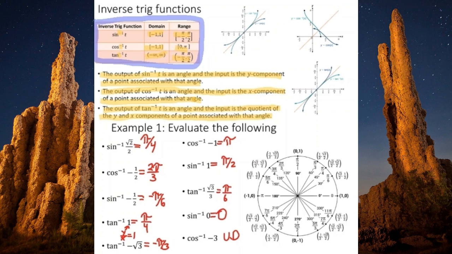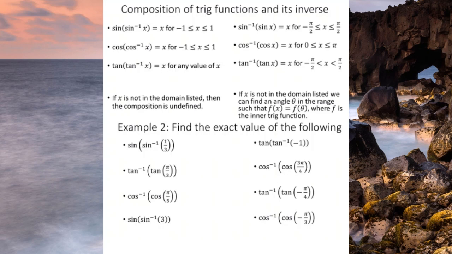undefined. Due to the restrictions of the domain and range of the trig functions when defining their inverses, we have some very interesting interactions between a trig function and its inverse when it comes to function composition. Sine of sine inverse of x and cosine of cosine inverse of x will only equal x when x is between negative 1 and 1.